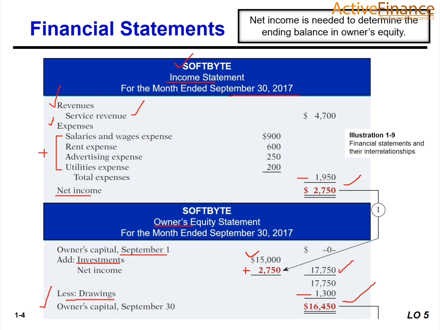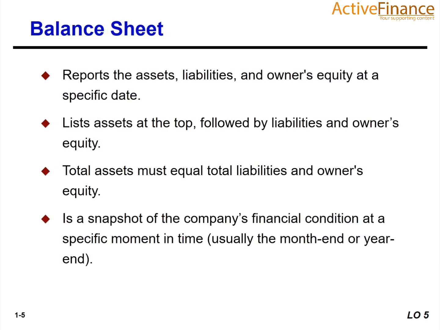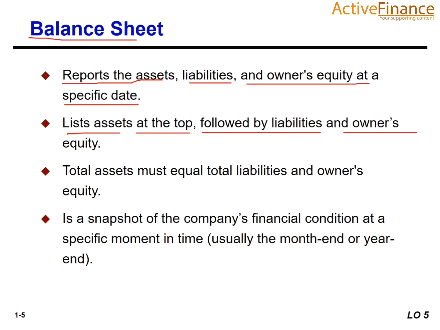Let's learn those two statements. This is the third financial statement, which is the balance sheet. The balance sheet reports assets, liabilities and owner's equity at a specific date. It shows the financial position of the company and lists the assets at the top, followed by the liabilities and owner's equity. The total assets must equal the total liabilities and owner's equity.